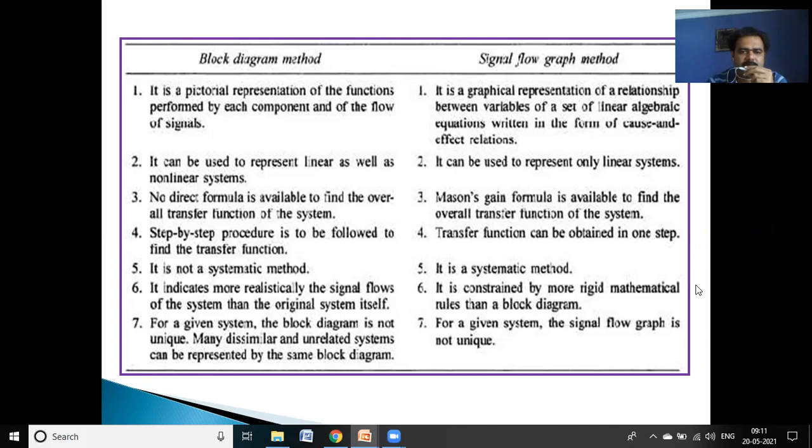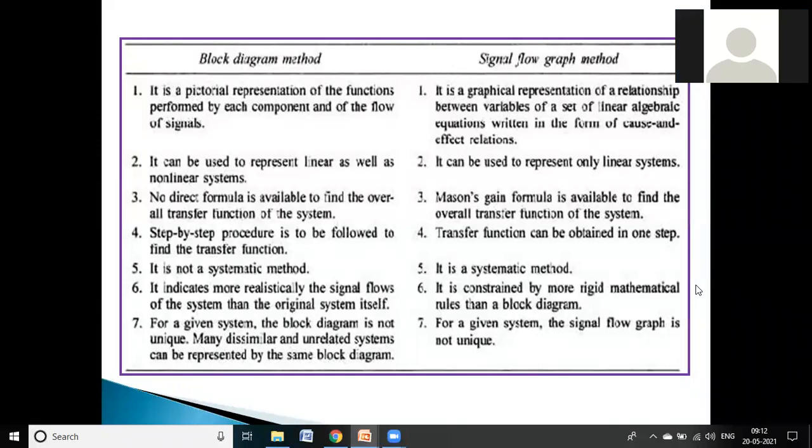Coming to the fourth one, a step-by-step procedure is to be followed to find the transfer function. One after the other, we have to eliminate all the blocks, finally to get a transfer function. In case of signal flow graphs, the transfer function can be obtained in a single step. Once we calculate all the loop gains, identify the forward paths, the individual loops, next two non-touching loops, three non-touching loops, like that. If we identify all these things, directly in a single step we'll get the answer, the overall transfer function.